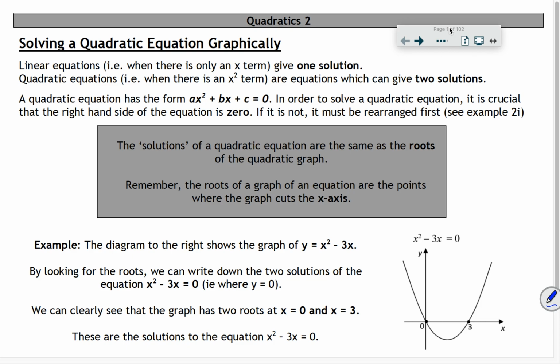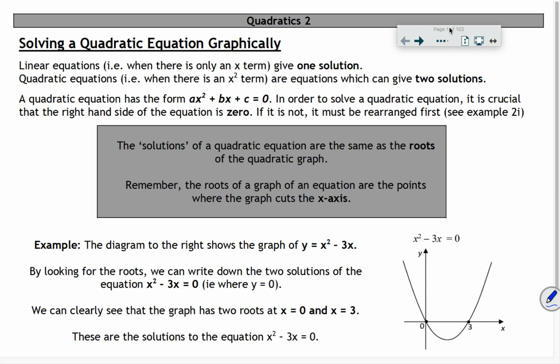It's more common to be known as the roots, or where it cuts through the x-axis. Okay? So remember, linear equations, that's your basic equations that only have an x term, only have one solution. Quadratic equations where there's an x squared term can give up to two solutions. So there can be two solutions, there can be one repeated solution, or there can be no solutions.